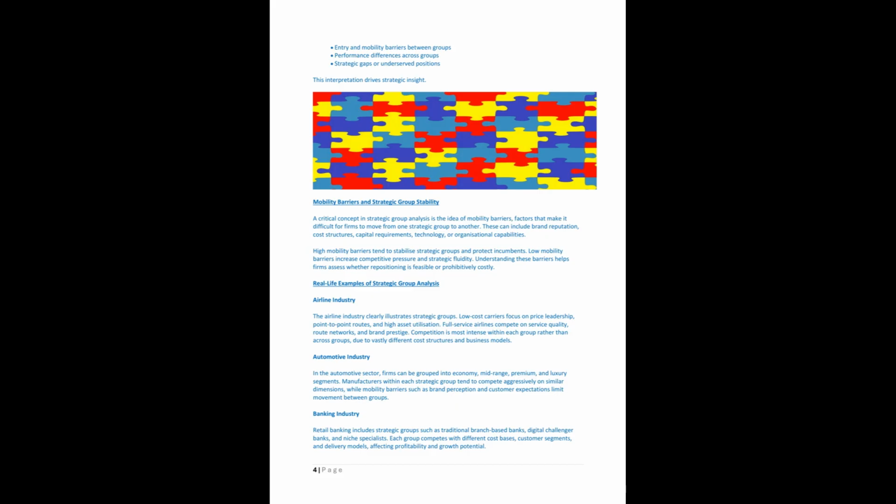Entry and mobility barriers are important because they influence how easily firms can move between different strategic groups within an industry. These barriers include factors like brand reputation, cost structures, capital needs, technology, or organizational skills. When these barriers are high, they stabilize the groups and protect the firms already in those positions. When barriers are low, competition between groups becomes more fluid and intense. Understanding these barriers helps firms decide if it's possible or too costly to change their strategic positioning.